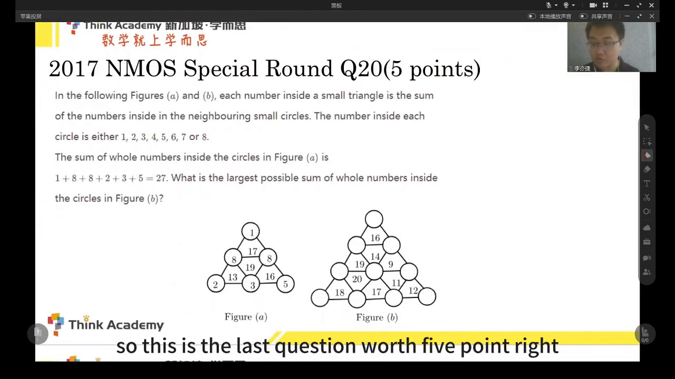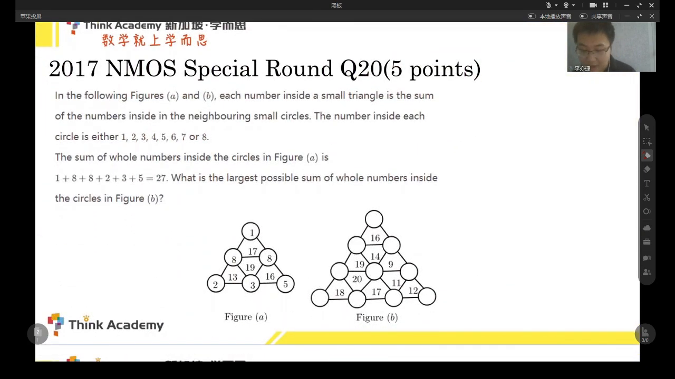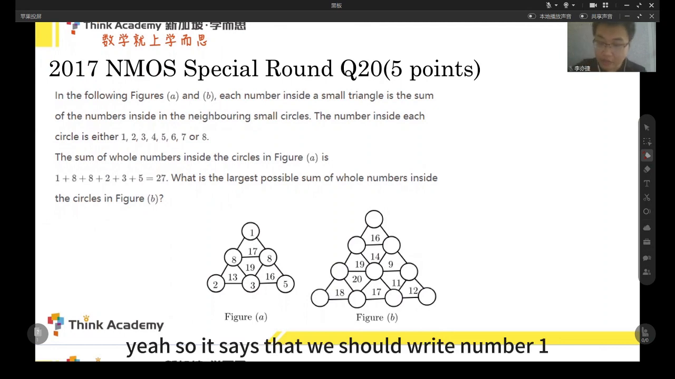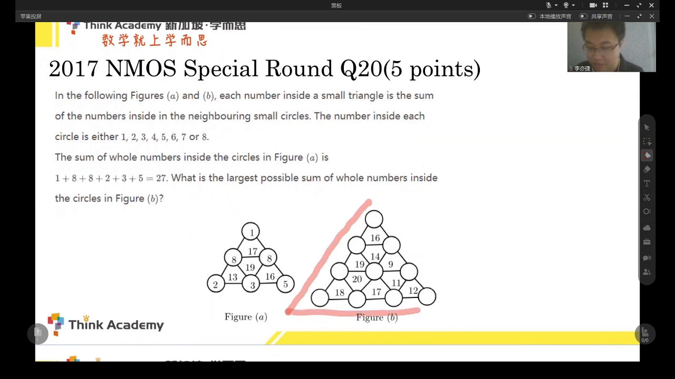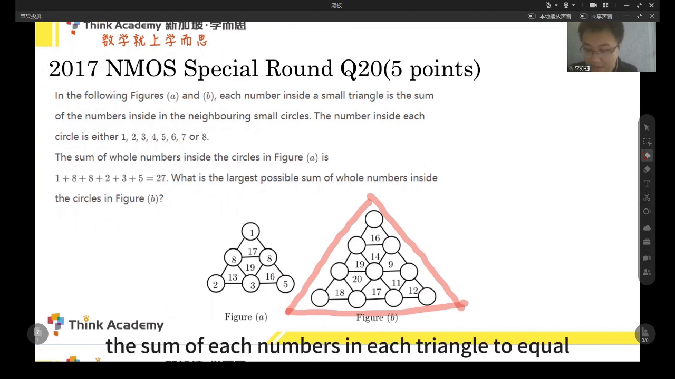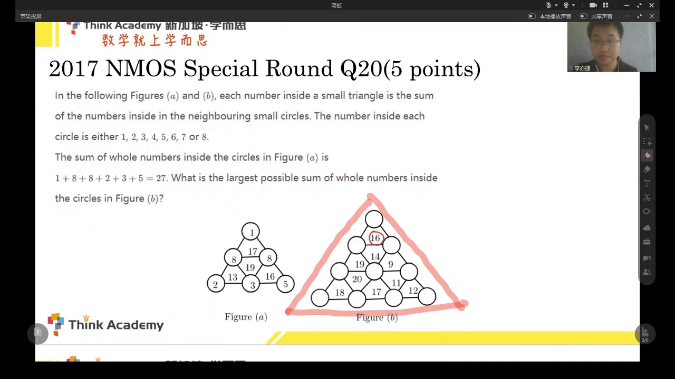This is the last question worth 5 points, right? It says that we should write numbers 1 to 8 in these circles, not necessarily different, to make the sum of the numbers in each triangle equal the number in the middle. The question is, what is the largest possible sum of all the numbers written?